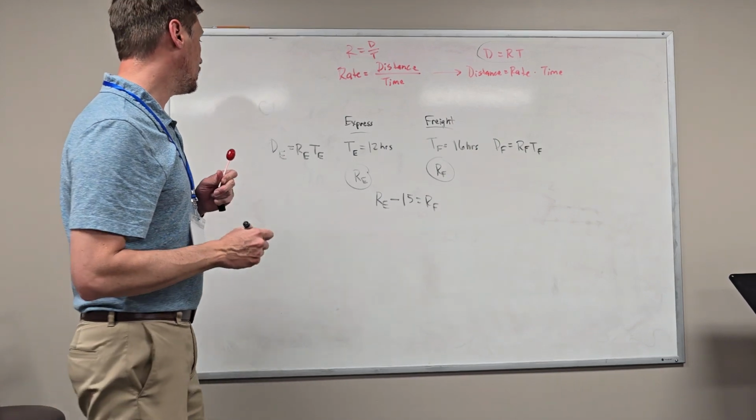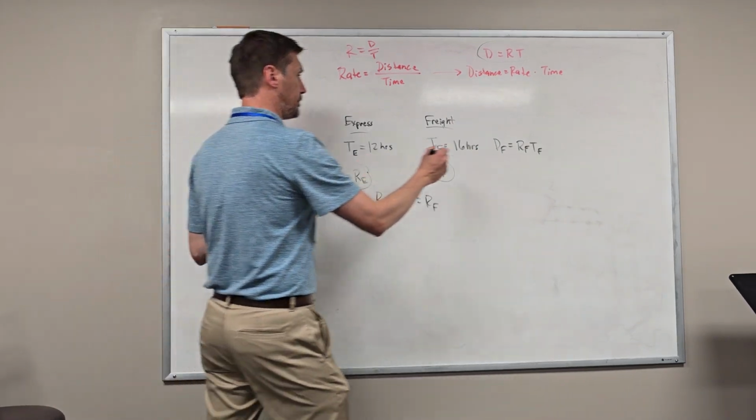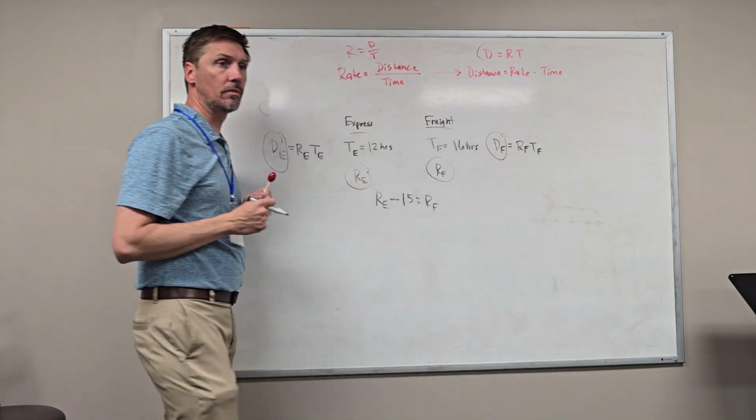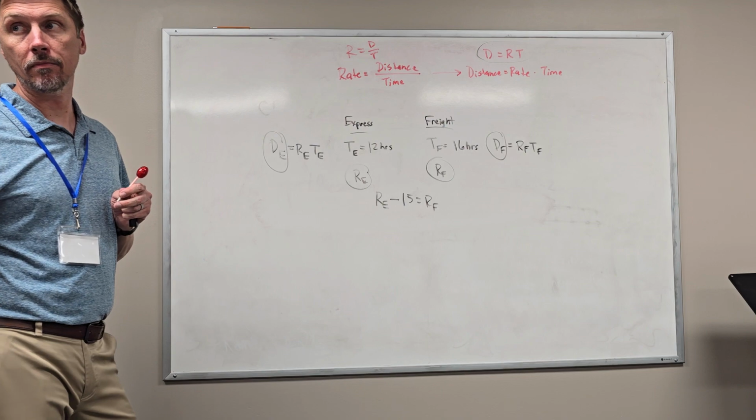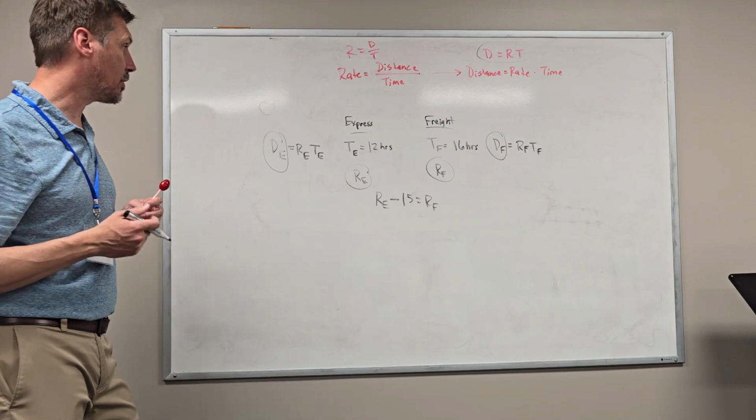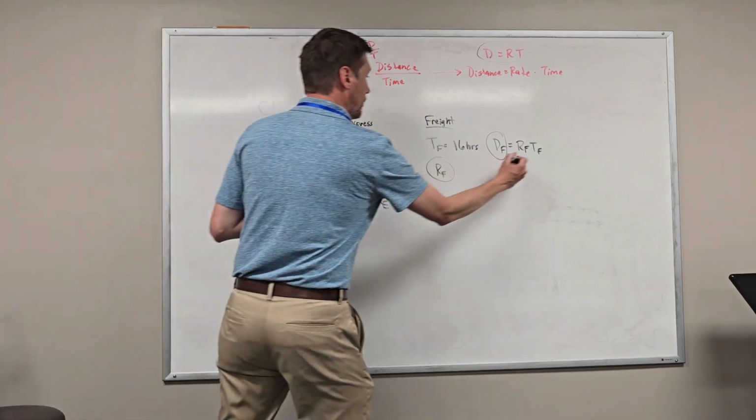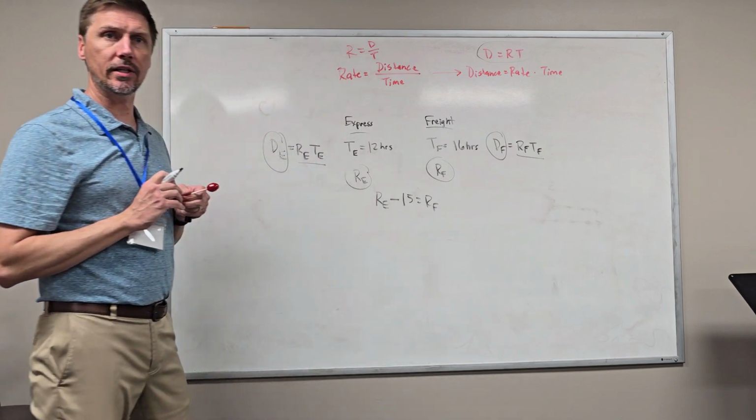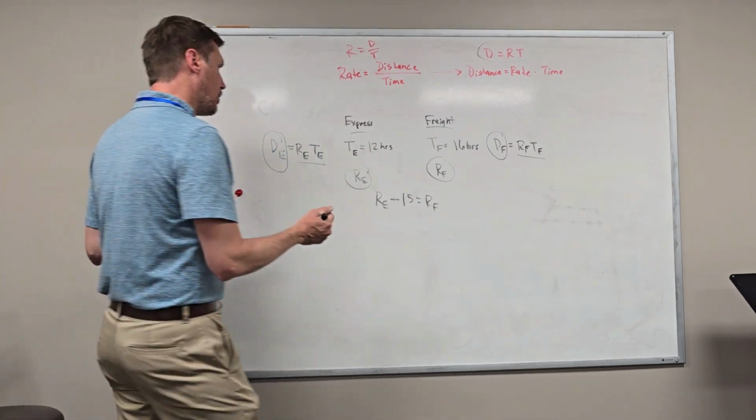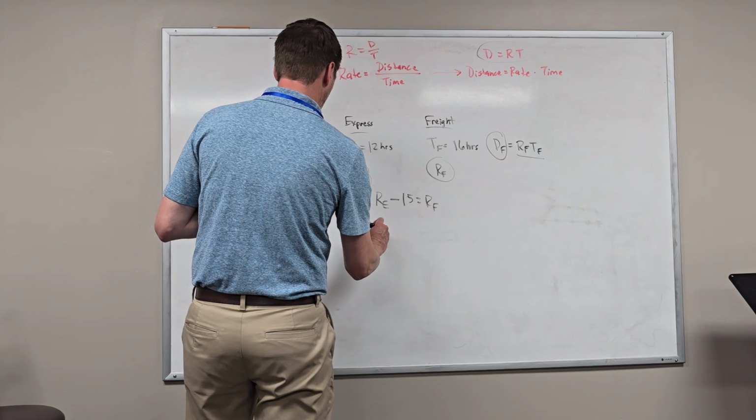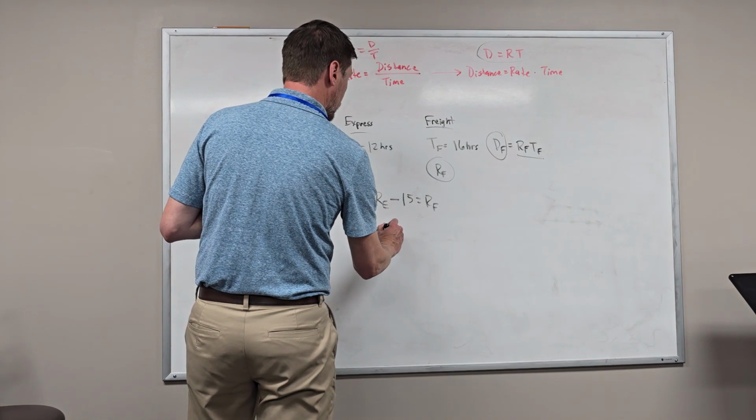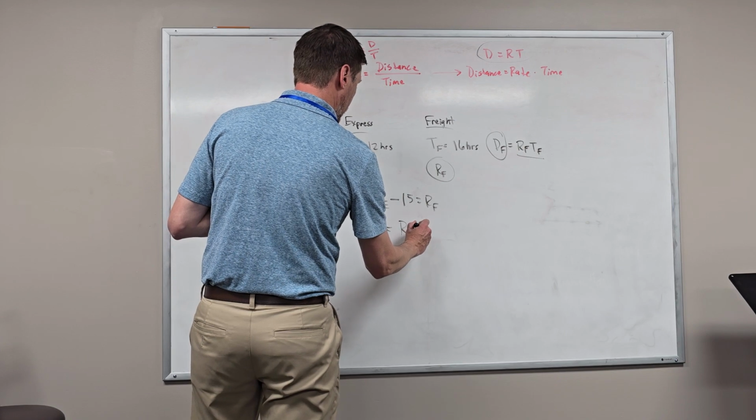But what do we know about these two distances again? What's true about the distance that they travel? Yep, they're the same. They're making the same trip, right? So we can actually set this and this equal to one another. Does everybody see that? So we have another equation right here where we say RE times TE has got to be equal to RF times TF.